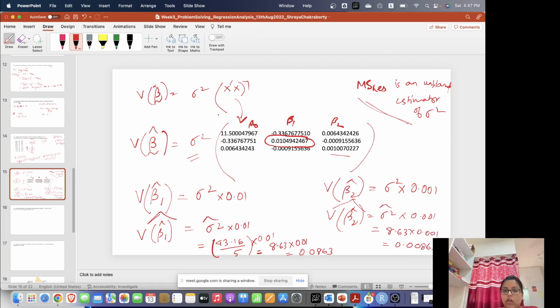Is it fine? All we have to remember is this thing. Variance of beta j hat equal to sigma square x transpose x inverse jth element, that is the diagonal element. Whichever beta I am finding variance of, that corresponding diagonal element we'll take from the x transpose x inverse matrix and we'll multiply with sigma square. So I went a little back and forth. I hope this is clear. Yes, ma'am. Clear. Okay.